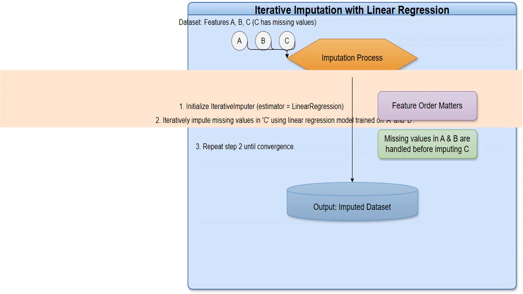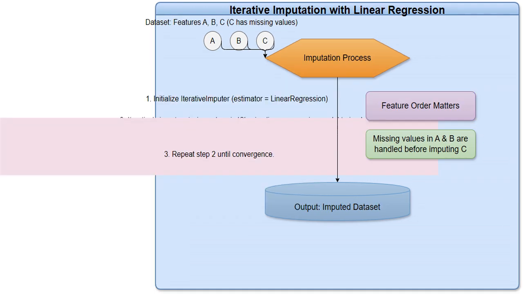I'm setting up my IterativeImputer tool. I've chosen linear regression, meaning I'll predict missing values using linear relationships among known values. I'll predict the missing C values using known A and B values. Importantly, I'll repeat the process, updating my predictions using the newly imputed values of C until the values stop changing significantly. Convergence. This is why it's called iterative.